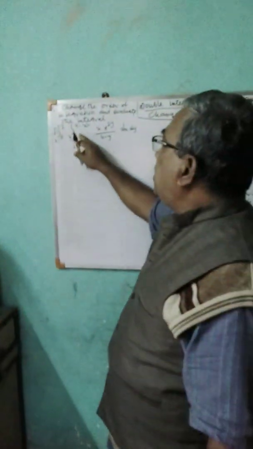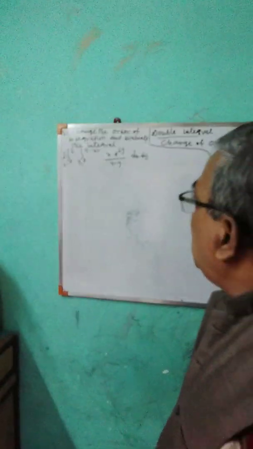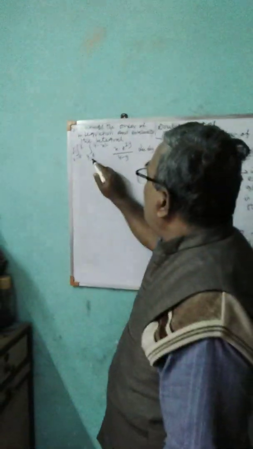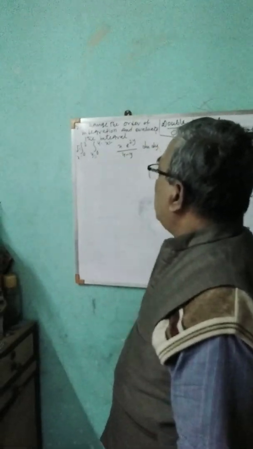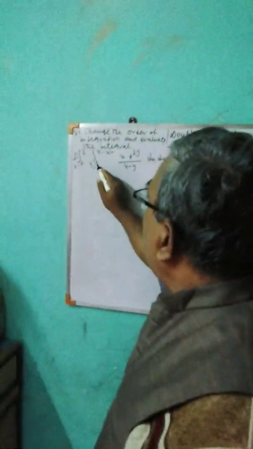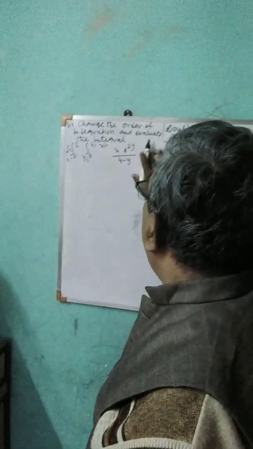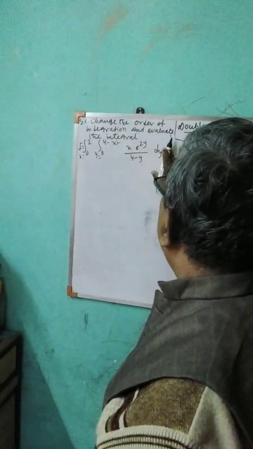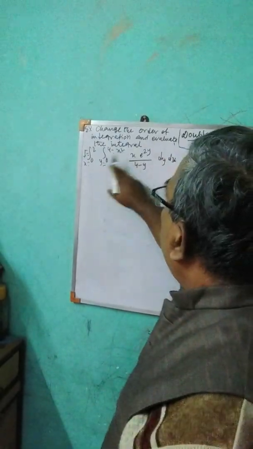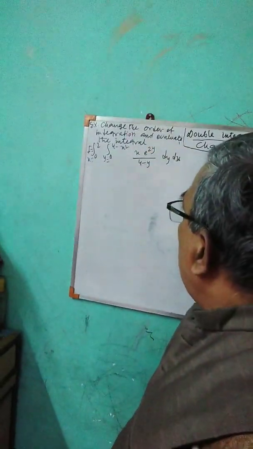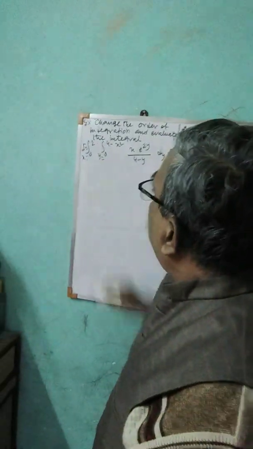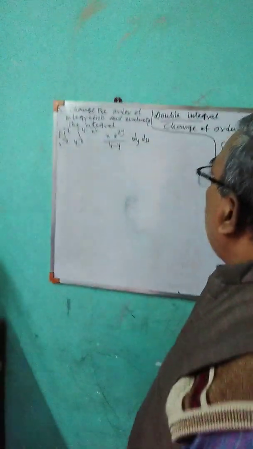Internal limit should be changed. Sometimes it may be a function of y or a function of x. So if it is y equal to 0 to this, then it must be dy, and this must be dx. That is, with respect to y first, then with respect to x. Okay. Now we have to change the order of this limit. By changing the order of this limit, then we have to integrate. Then evaluate. Okay. How to?